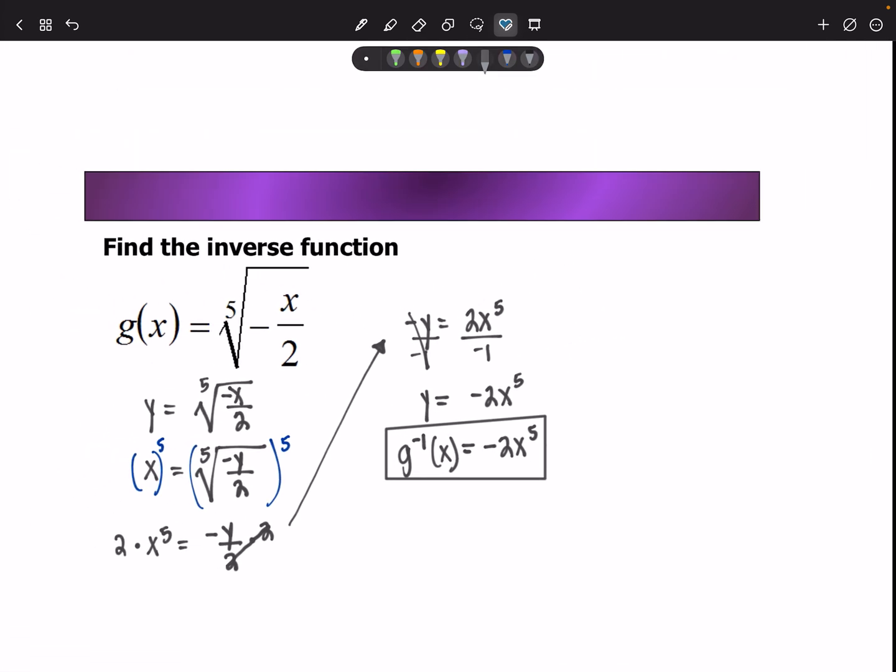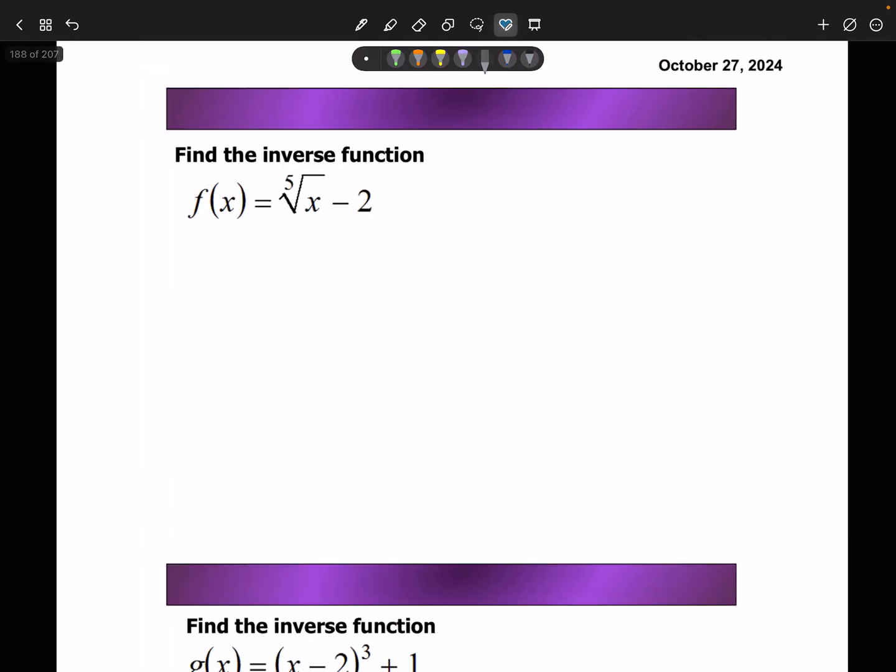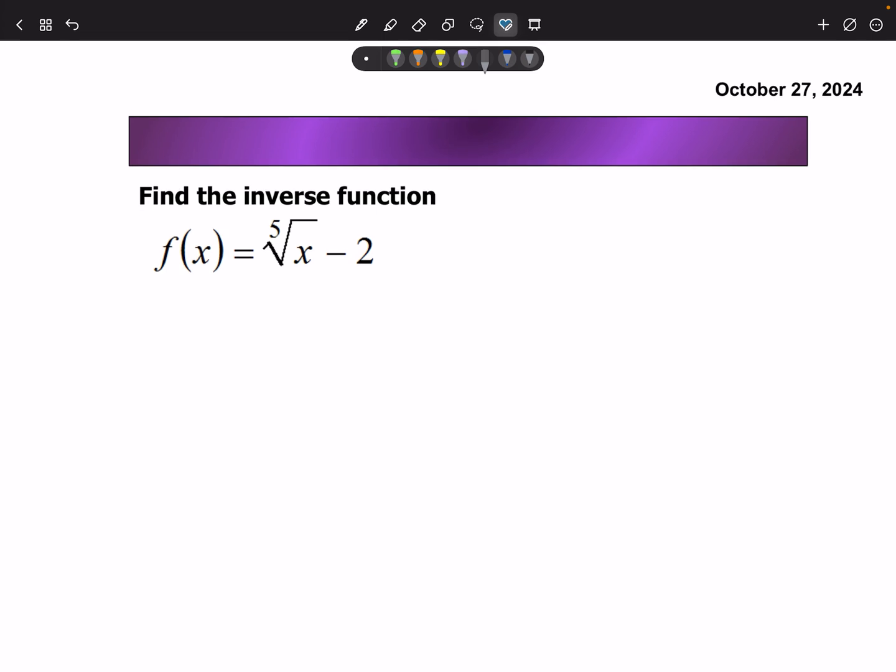Okay, let's see what we have next. Okay, see if you can give this one a try. If not, don't worry, just press play when you're ready to see what the next step is.